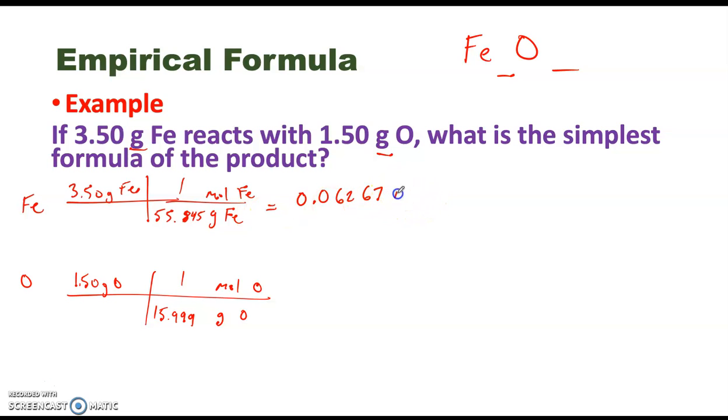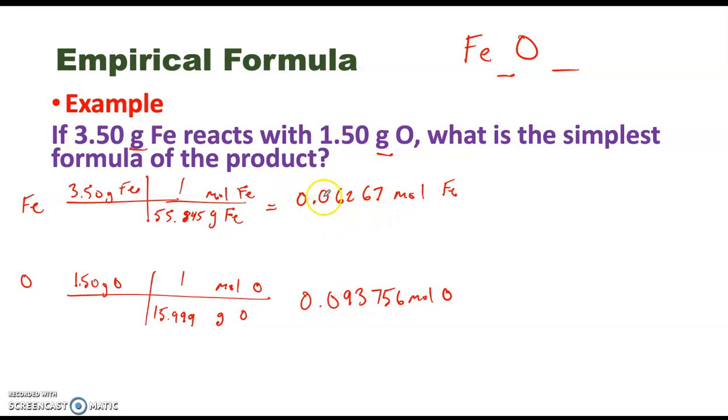Sig figs aren't really a big deal for this because you're eventually just rounding to whole numbers. For the other one, 1.5 divided by 15.999, and I get 0.09376 moles. This is iron, this is oxygen. Now it's really hard to see what this ratio is, and we'd never put 0.06267 here and 0.093 here. We wouldn't do that. We've got to get these into whole number ratios.